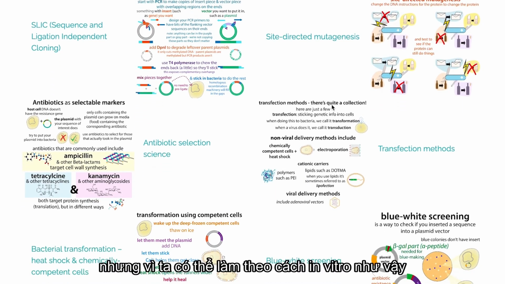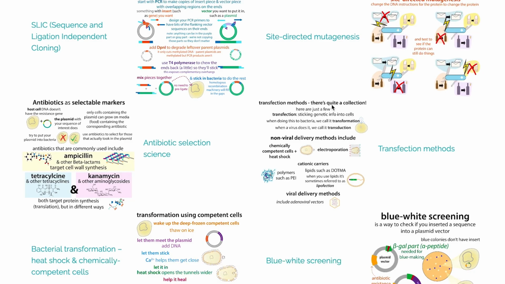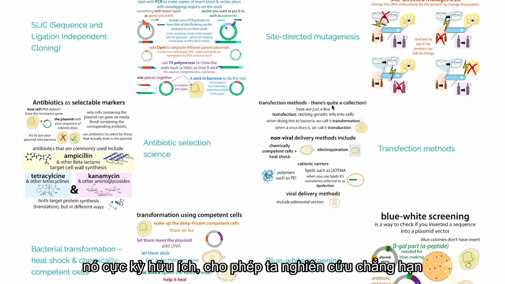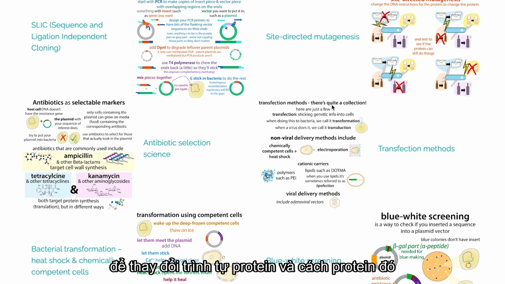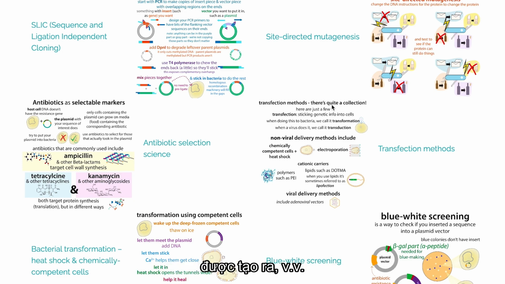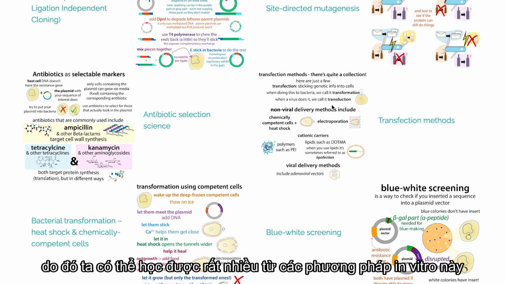But since we can do it with this in vitro method, it can be really, really helpful to allow us to study, say, what specific parts of proteins do by changing the sequence of the DNA to change the sequence of the protein and how that protein is made, and things like this. So we can learn a lot from these in vitro methods.